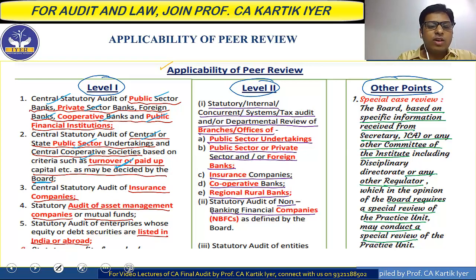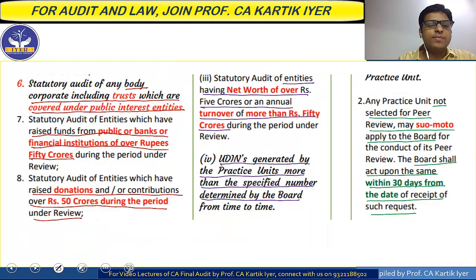Okay. Then you have central statutory audit of insurance companies. So basically, I am doing the audit of insurance companies, so my peer review should happen once in every 3 years. I hope that point is now clarified. Then you have statutory audit of asset management companies or mutual funds. Then you have statutory audit of enterprises whose equity or debt securities are listed in India or abroad, that is outside India.